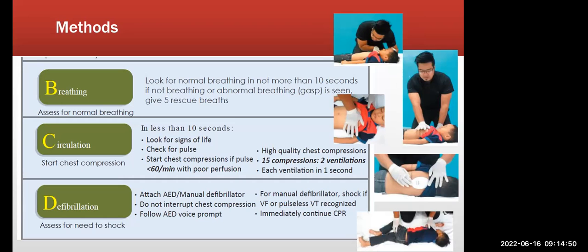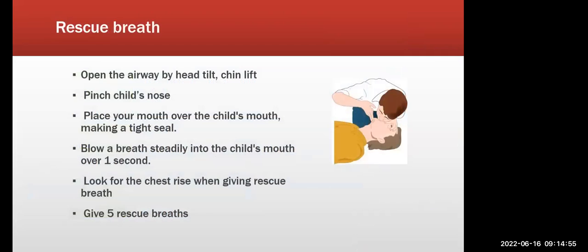And then okay. Next is the method for rescue breath. So how do we need to perform the rescue breath? First, we need to open the airway by doing the head tilt chin lift, and then pinch the child's nose. Place your mouth over the child's mouth, making a tight seal. So blow a breath into the child's mouth over 1 second. And at the same time, look for the chest rise when giving the rescue breath. And then we need to give 5 rescue breaths.